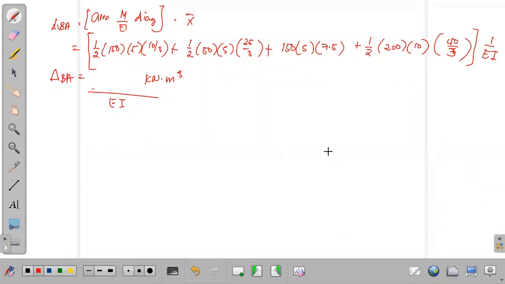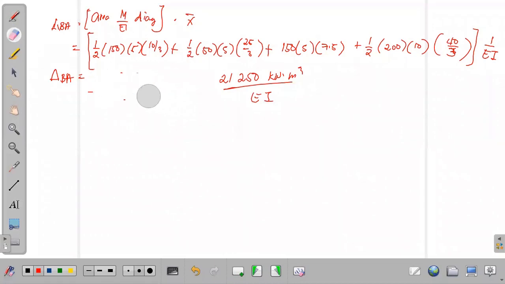O Mr. Balanso. Roel. 15,520.83, ma'am. So did you get the same answer? No, ma'am. Ano yung isang sagot mo? 21,250. So anong tamang sagot dyan? 21,250, ma'am. Okay, so answer is equal to 21,250 EI. So that is just the delta BA.